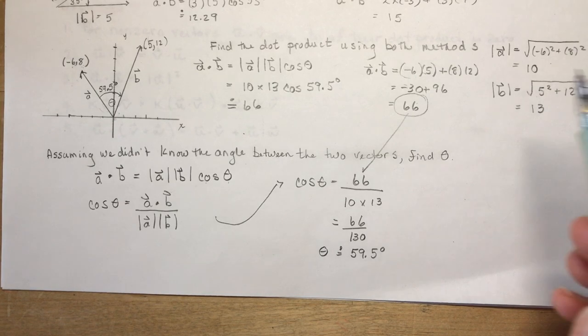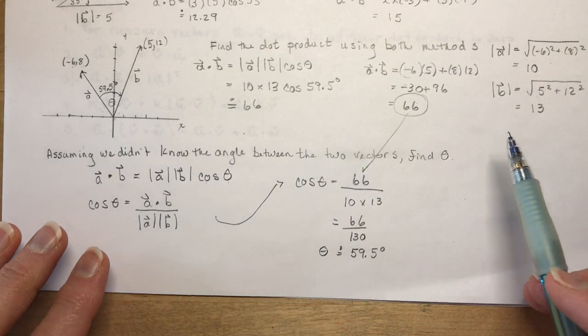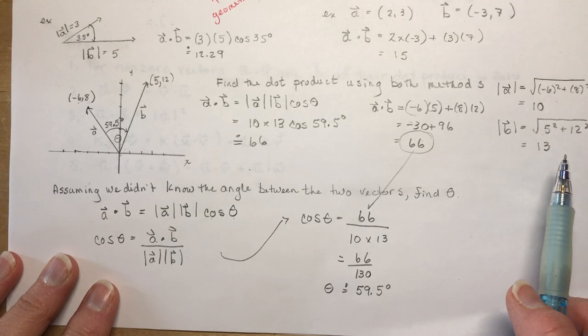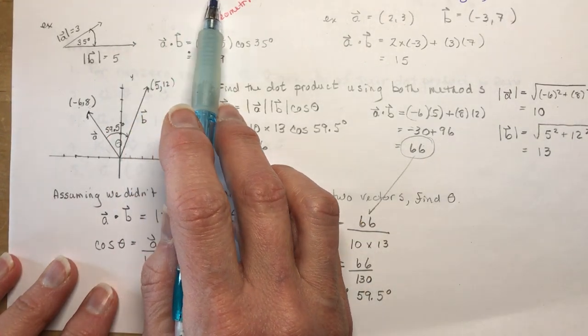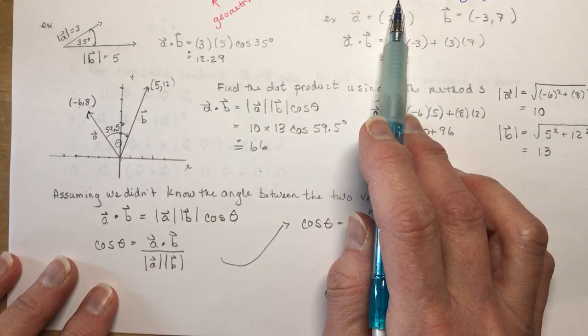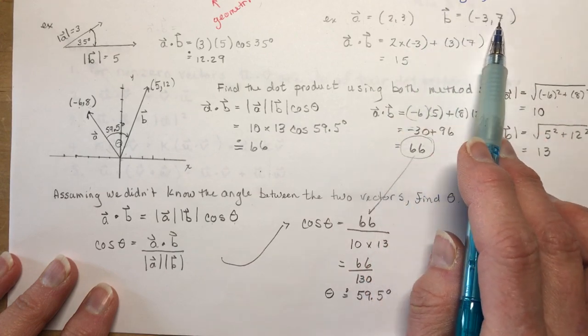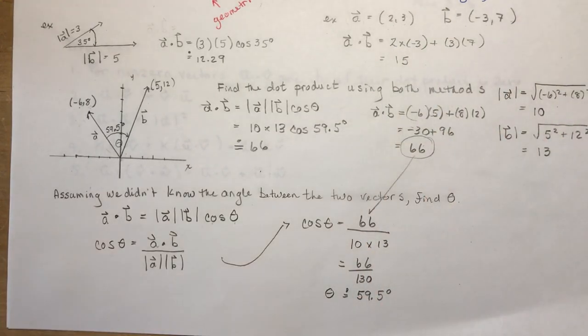Okay, so what we've shown here is that there are two formulas for the dot product: one where we use the cos of theta, and one where we just use the coordinates for the algebraic vectors.